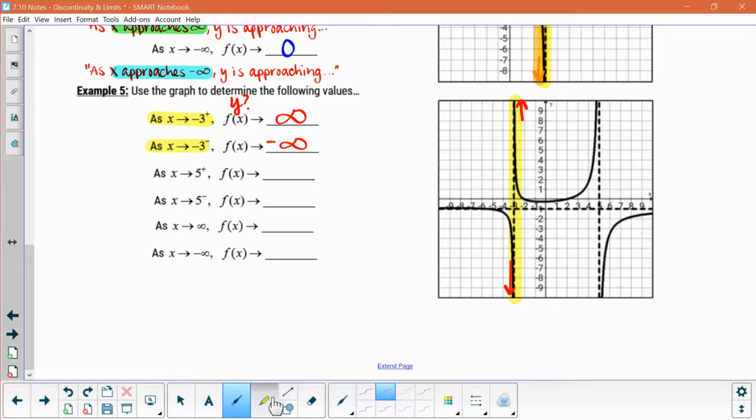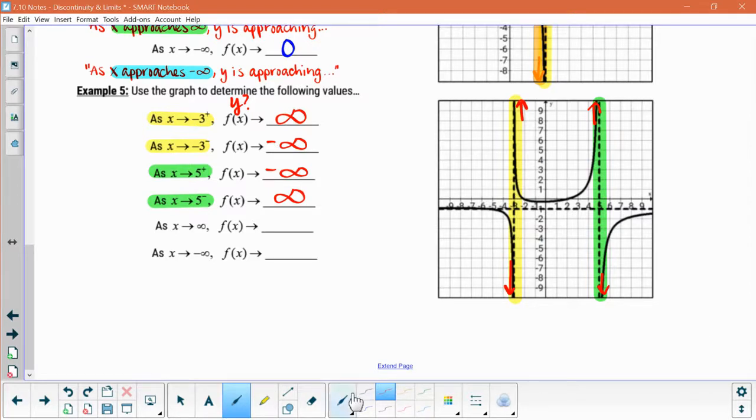As x, so let me go ahead and highlight my next asymptote. As x approaches 5, so here's my vertical asymptote of x is equal to 5. As we approach from the right, I'm going to find my curve, and I see that my curve is going down. So I'm going all the way down to -infinity. As we approach from the left, I see my curve going up. So it's going up to +infinity.